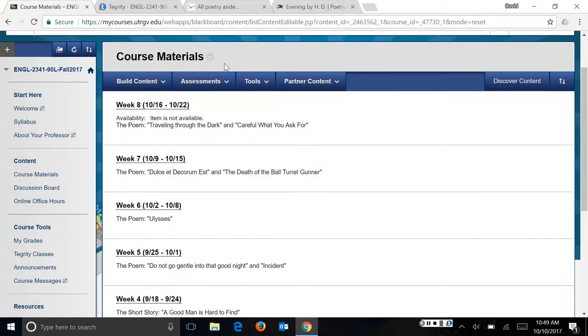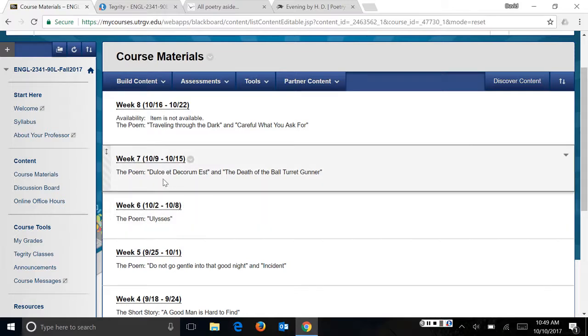We've talked about meter, we've talked about form, and you'll notice that week 5's poems, Do Not Go Gentle Into That Good Night and Incident, as well as Ulysses from week 6, were both heavy in form. You'll notice that they both relied on certain meter and rhyme schemes, although Ulysses did less rhyming, but it still relied very much on a specific meter, especially the last line, right? To strive, to seek, to find, and not to yield, right? It's very much iambic pentameter.